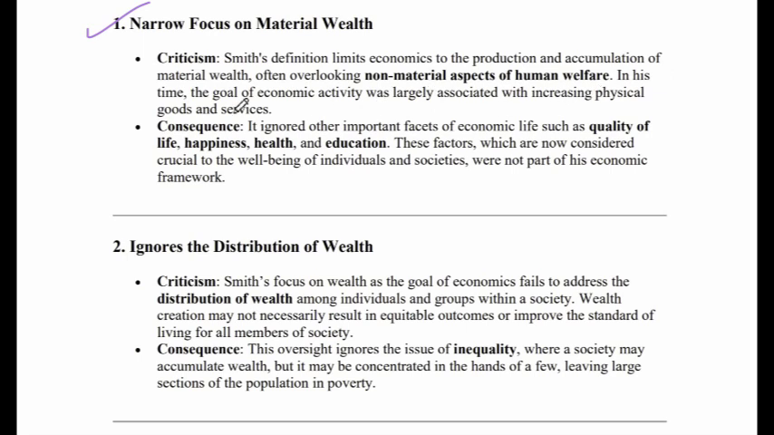In his time, the goal of economic activity was largely associated with increasing physical goods and services. It ignored other important facets of economic life, such as quality of life, happiness, health, and education. These factors, which are now considered crucial to the well-being of individuals and societies, were not part of his economic framework.